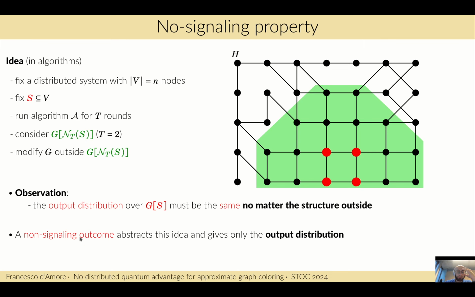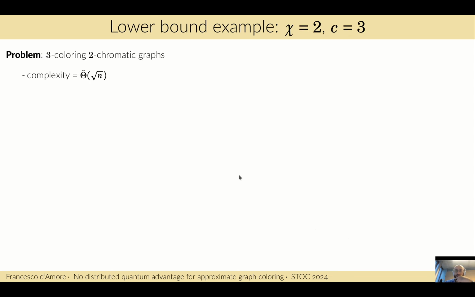And basically the non-signaling local model produces these non-signaling outcomes, abstracting this idea. So algorithms are not required. You can just design the output distribution from scratch as long as the non-signaling property is satisfied. Now let's give an example for the lower bound, in the case of 3-coloring 2-chromatic graphs. We said that the complexity was roughly square root of n, and we'll show this first in the deterministic local model and afterwards for the stronger counterparts.